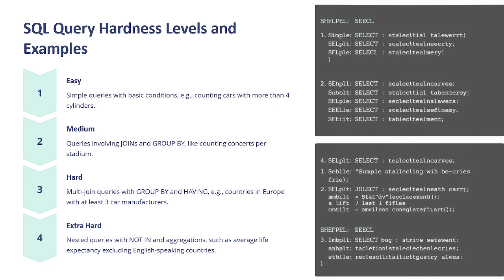SQL query hardness levels and examples. Easy: simple queries with a basic condition, e.g., counting cars with more than four cylinders. Medium: queries involving join and group by, like counting repairs per stadium. Hard: multiple join queries with group by and having, e.g., countries in Europe with at least three car manufacturers. Extra hard: nested queries with negation and aggregation, such as average life expectancy, excluding English-speaking countries.